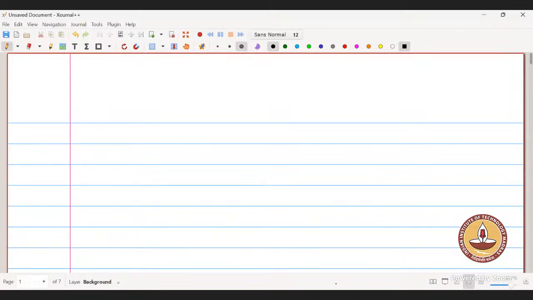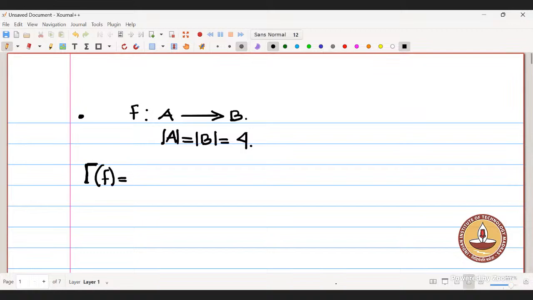So, you have a function. This is your function f. It's a function from the set A to B, right? And it's given that the number of elements, that means the cardinality of A and the cardinality of B, is 4. And what you need to find is the cardinality of the graph of the function. And how do you define the graph? It is the set of (x, f(x)).